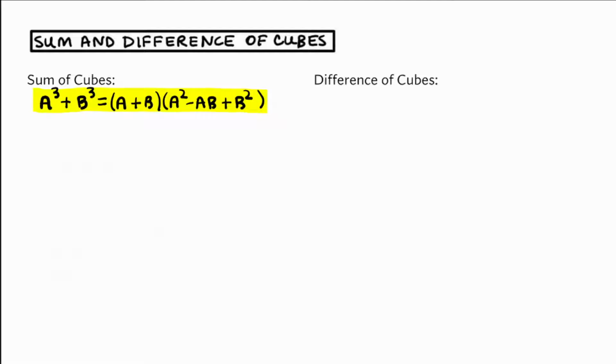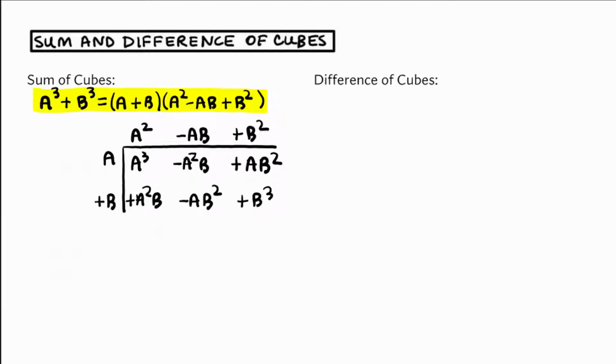Alright, so a to the 3 plus b to the 3 can be factored into a plus b multiplied by a squared minus ab plus b squared. So I'm going to actually just multiply it out and show you why this works. Alright, so if I was to multiply it all out, using the box technique, notice the a squared b and the other a squared b, they're going to add away to 0. And the same with the ab squared, they're just going to be gone. And so I'll be left with an a to the 3 plus b to the 3.